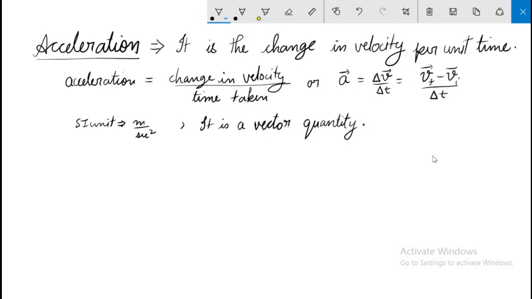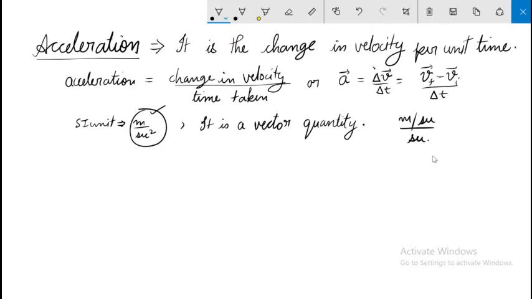Okay, now from the formula we can find out the SI unit. We know that the unit of velocity is meter per second and that of time is second. So that makes meter per second divided by second, and we get meter per second square. So the SI unit of acceleration is meter per second square, and it is a vector quantity.